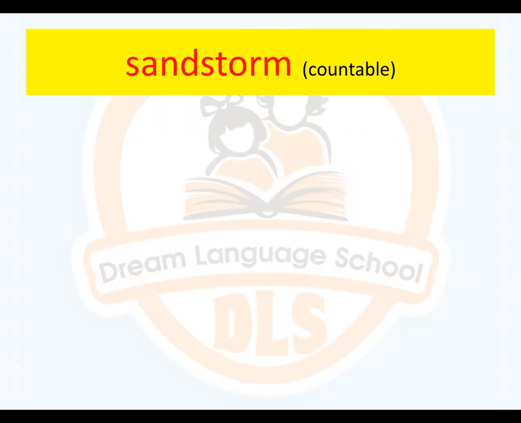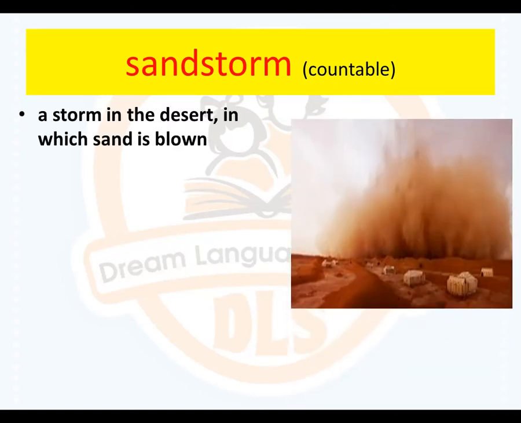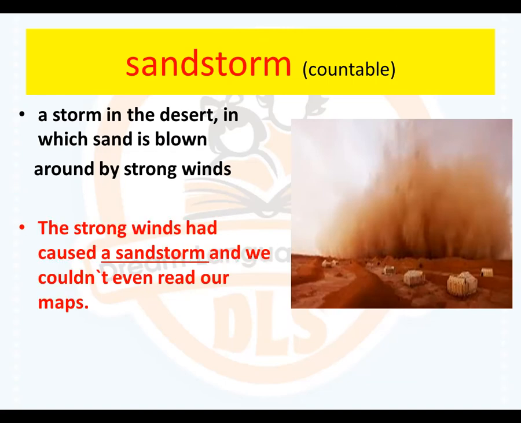Sandstorm. A storm in the desert in which sand is blown around by strong winds. Again, sandstorm is a storm in the desert in which sand is blown around by strong winds. For example, the strong winds had caused a sandstorm and we couldn't even read our maps.